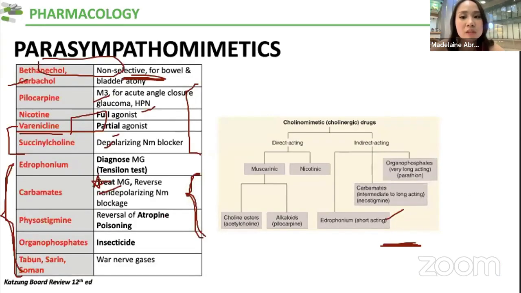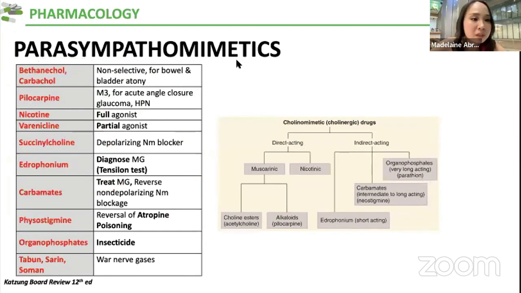So, common drugs lang na parasympathomimetics, emphasize ko lang. Yung uses nila. Yung mga cols: bethanechol, carbachol, these are used for your bowel and bladder atony. Okay, your bowel and bladder atony. Pilocarpine, used for your glaucoma.